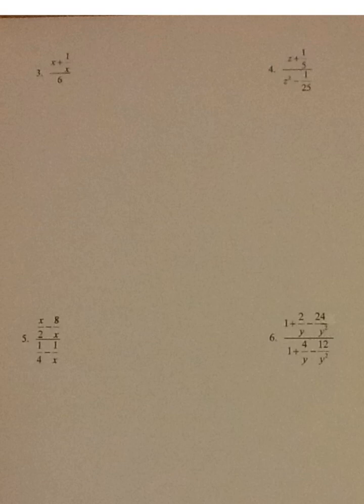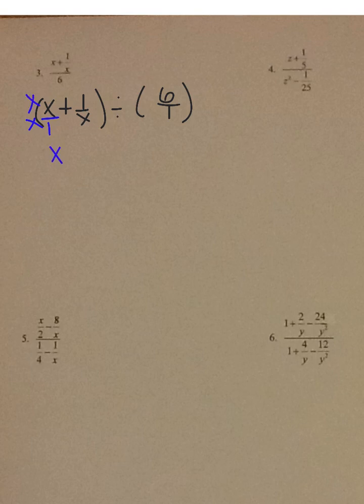Okay, let's take a look at 3. Okay, so again, I'm going to set up my parentheses. So it's x plus 1 over x divided by 6. Now, to make 6 a fraction, I'm going to put it over 1. All right, so I notice in this parentheses here, I do not have a single fraction, so I'm going to have to add. So I'm going to put x over 1 and multiply the numerator and denominator by x.